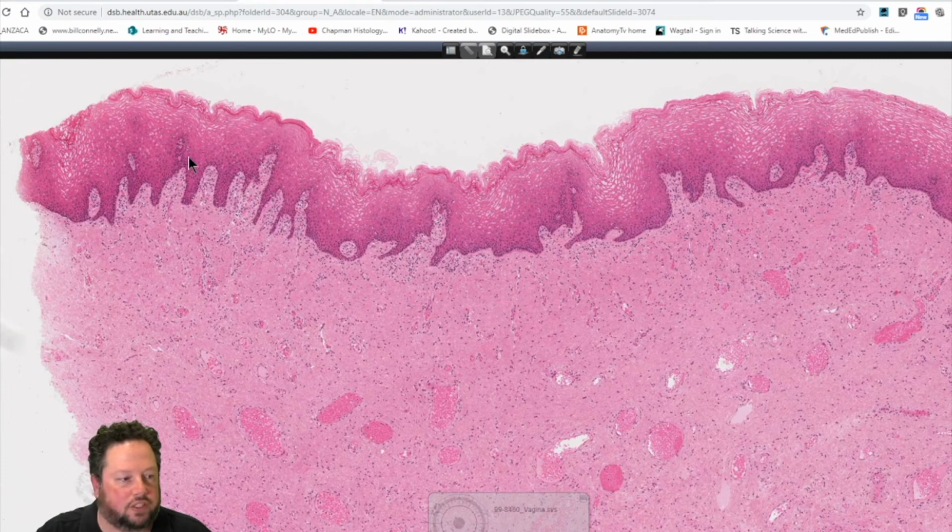I think we're going to finish off by having a look at the mammary glands, at the different stages of the mammary glands.